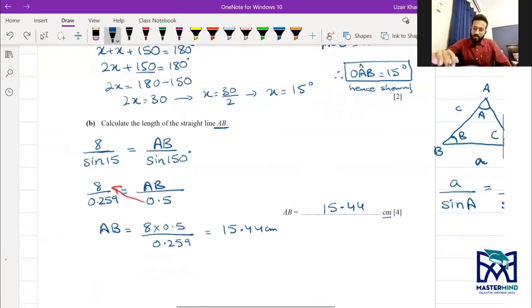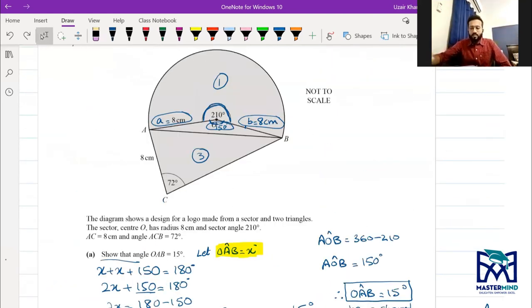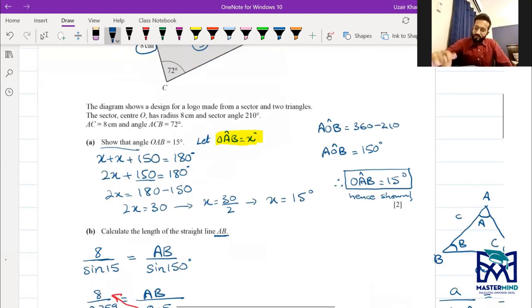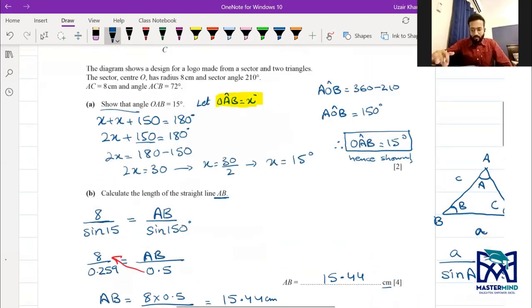Let's find triangle 3. Now the same method will be used for triangle 3, but there's just one problem. In this, we did find this angle, and the length that we have is this one, and we have this one over here that we calculated in part B, which is 15.44 centimeters. And we found this angle to be 29.47, I believe. It was 29.47.